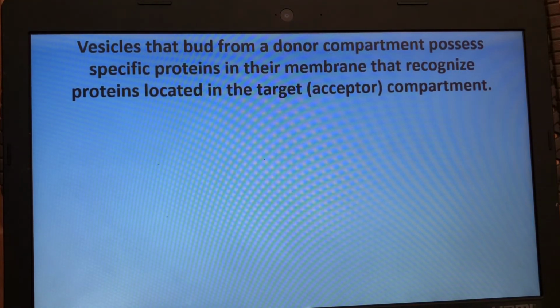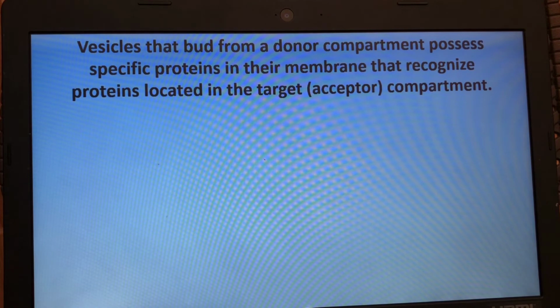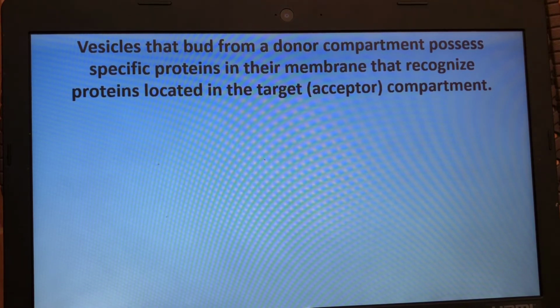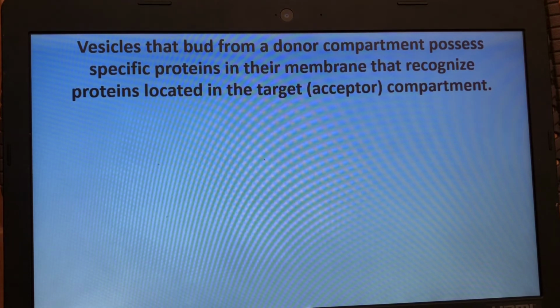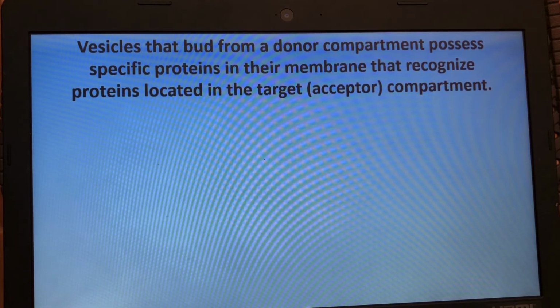Vesicles that bud from a donor compartment possess specific proteins in their membrane that recognize proteins located in the target or acceptor compartment. So the docking of the two membranes is mediated by different proteins and regulated by a large family of G proteins called RABs. Fusion of donor and acceptor membranes is mediated by v-SNAREs and t-SNAREs, which interact to form four-stranded bundles.